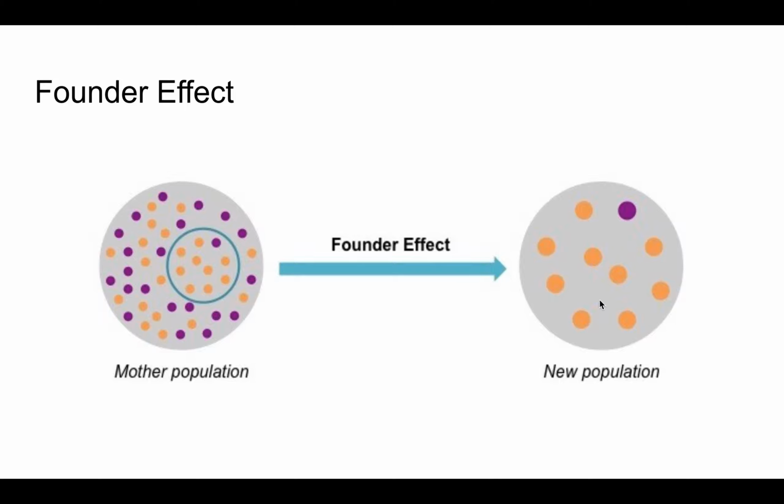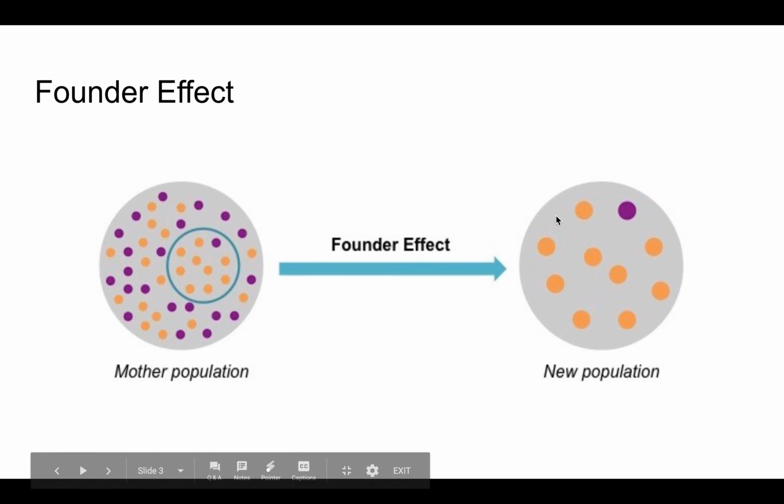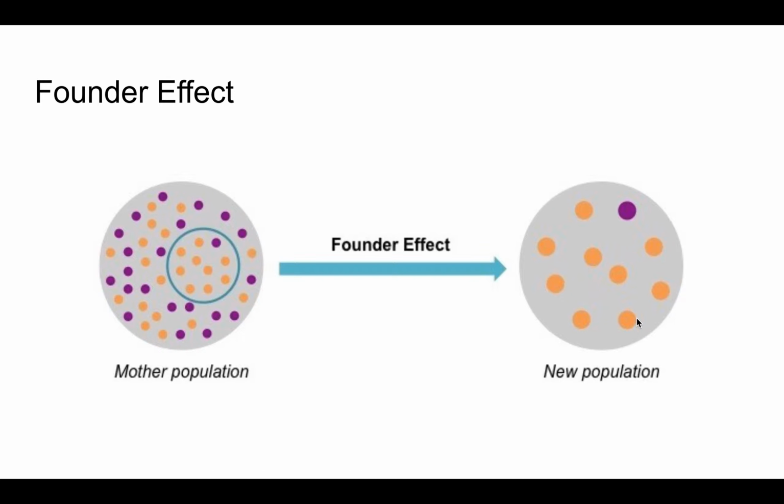And the frequency of the different colors, which represent the different genotypes, is very different between these two populations. We see about half and half of the purple and the yellow color. But then here in this new population, we see only one purple, and most of the other colors are the yellow color. So they're very different between these two populations.